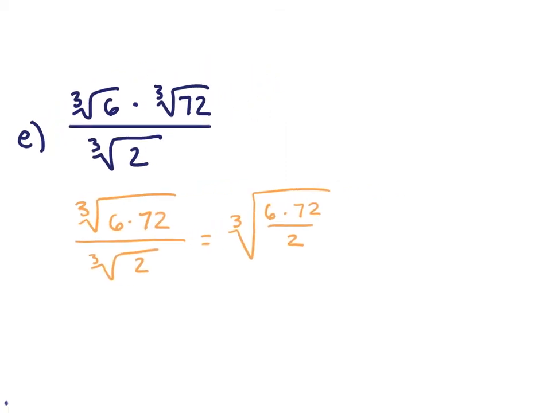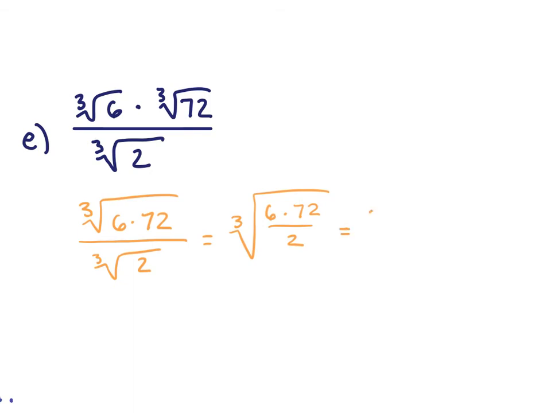Now we can simplify the inside. So the third root, let's see, 6 times 72 divided by 2. What'd you guys get? 432. I got 216. 6 times 72 divided by 2. 216.